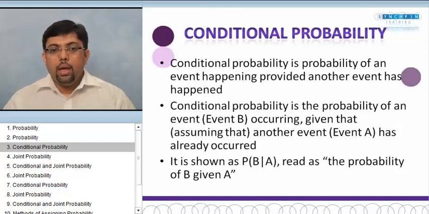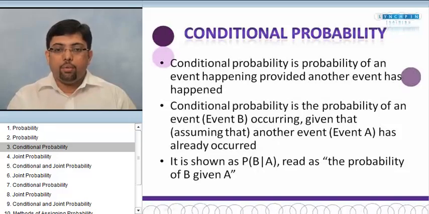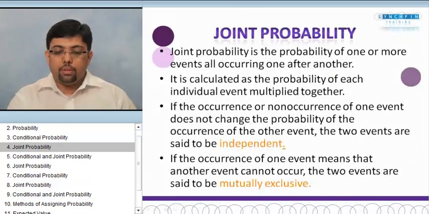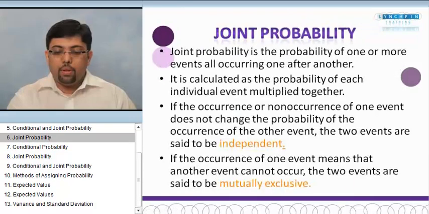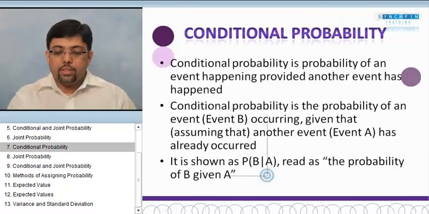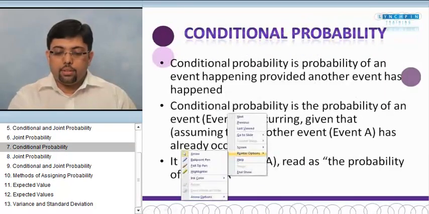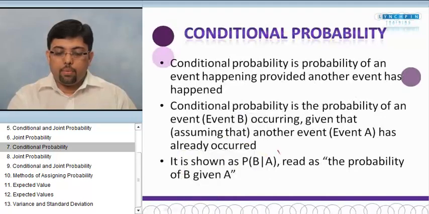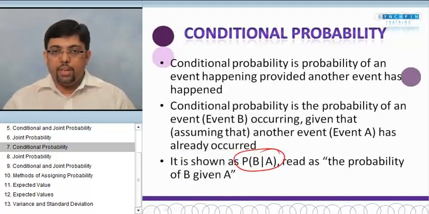Conditional probability of an event B occurring given that another event A has already happened is shown as P(B|A), which means the probability of B given the scenario A.